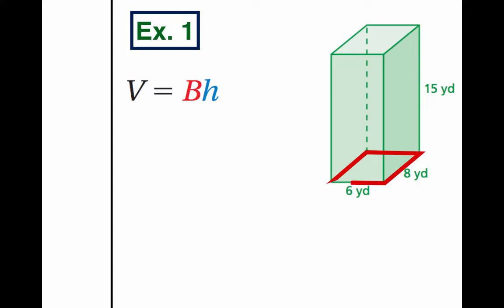Our job is to find the base first. Well, there's the base. It's in the shape of a rectangle. It's 6 by 8. And you know it's the base because it matches the top of the object. The base has to have a matching lid if it's a prism.